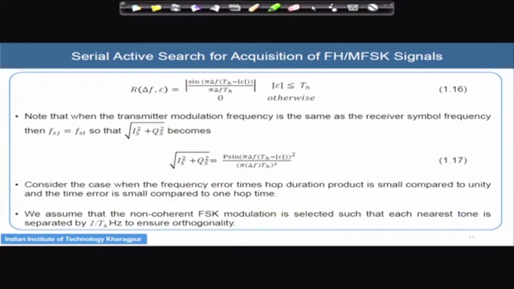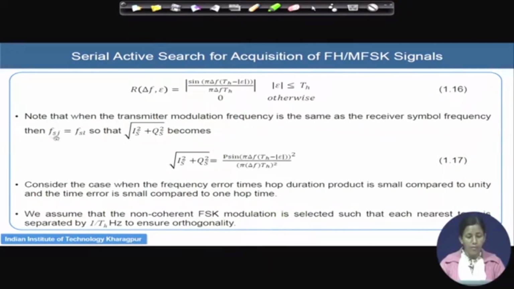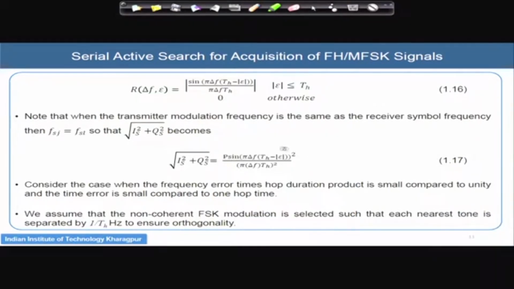When the transmitter's modulation frequency is the same as the receiver symbol frequency, that is the situation when f_sj is equal to f_sl, and so the square root of this term will come to this form. If P is not considered to be 1, definitely it will come like this.